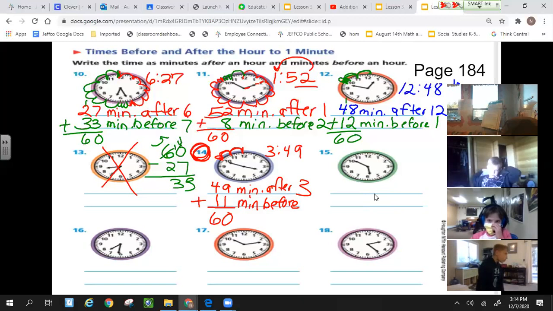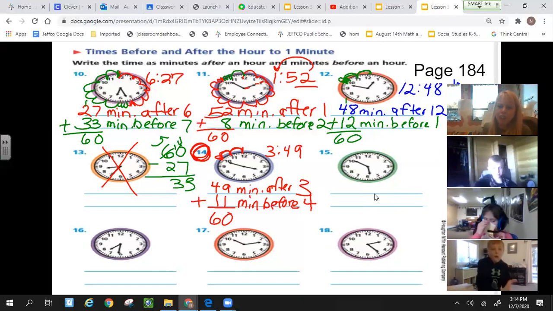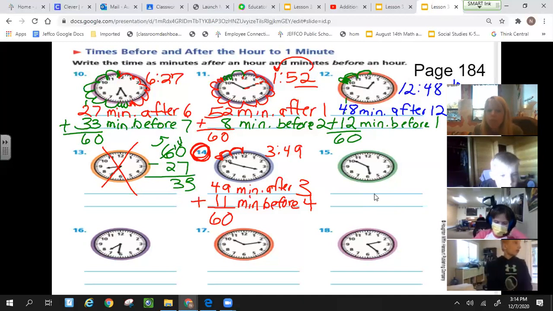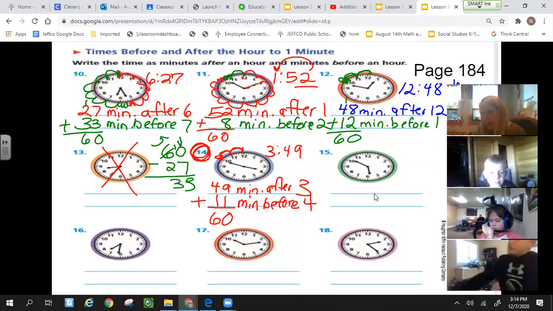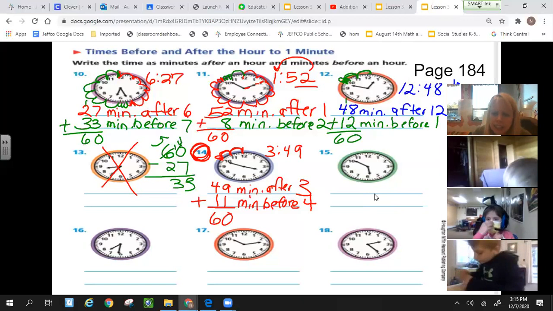And what's the next hour? 4 o'clock. Okay, on your own, try number 15. We're not going to go in breakout rooms. Just try the next one on your own. First, write the time digitally, then write the minutes after the hour and the minutes before the next hour. Number 15, go for it. You've got about 60 seconds. You can do it.